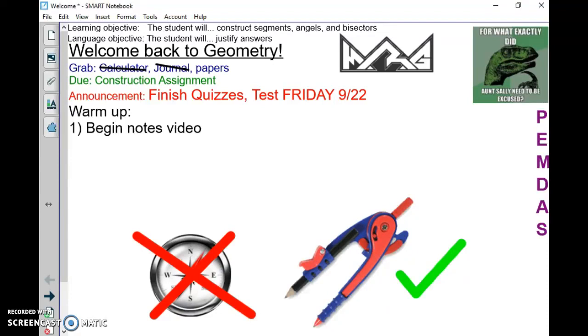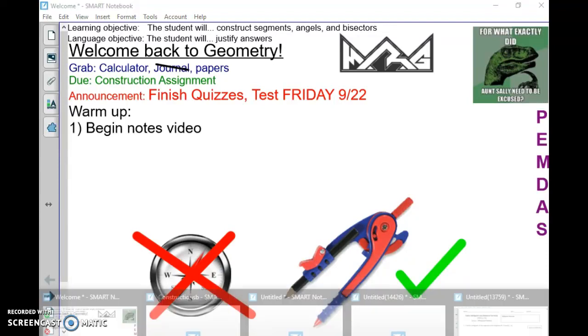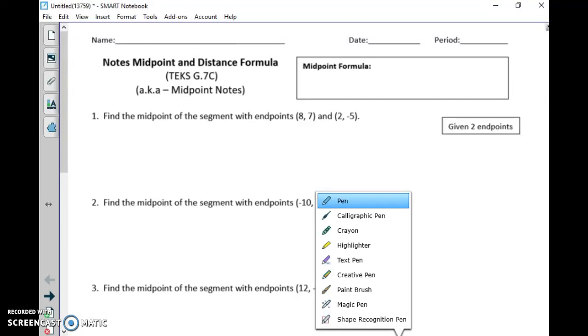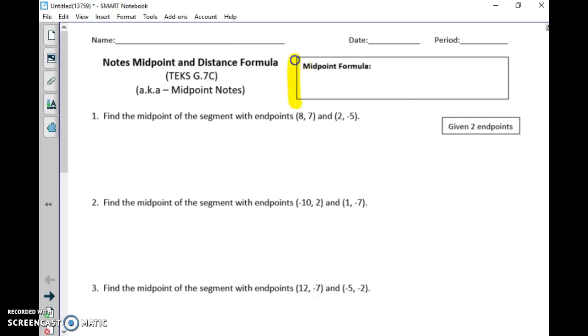So today, for our warm-up, we're not grabbing our journals. However, we are going to have calculators, so that needs to go away. I'll just delete that real quick. All right, so you do need calculators, and you do need the papers. You grab it on the way in. As our warm-up, we're going to just get started on the notes. The notes at the top say notes, midpoint, and distance formula. Now at the top right, we're going to start writing over here. Let's go ahead and fill this in.